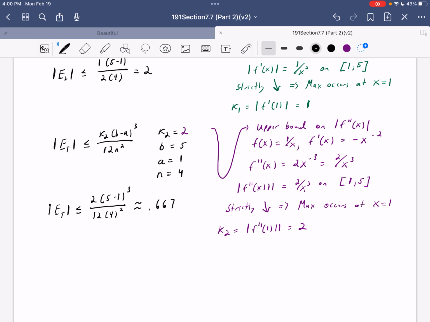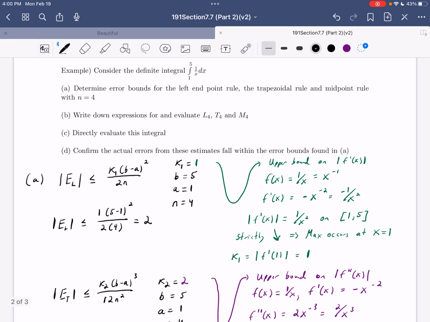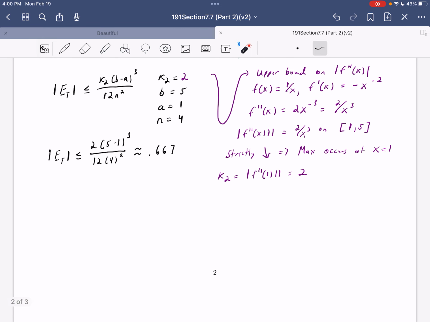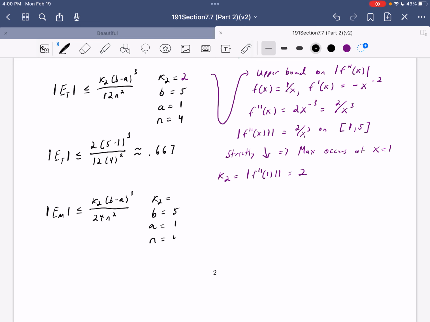All right, let's go ahead and do one last one. We wanted to finish up this by looking at the midpoint rule. So we can go back over midpoint rule right here. Basically very similar to the trapezoidal rule, except we have a 24n squared in the denominator. So let's go ahead and do that. For the midpoint rule, it's going to be less than or equal to k2 times (b minus a) cubed over 24n squared. Now, of course, the b is 5, the a is 1, and the n is 4.